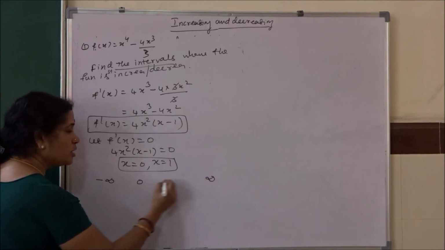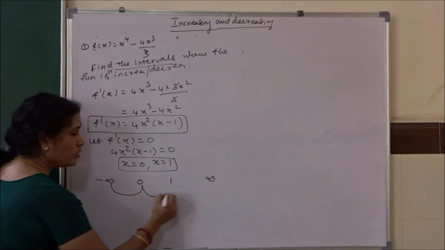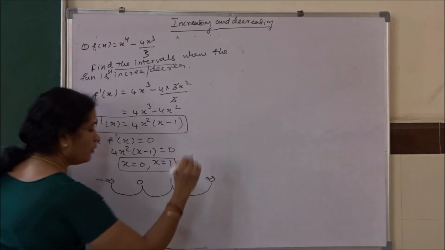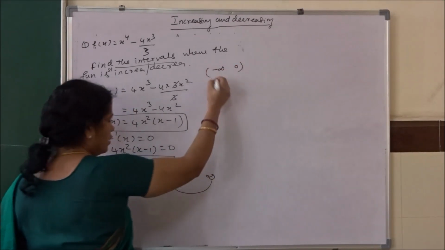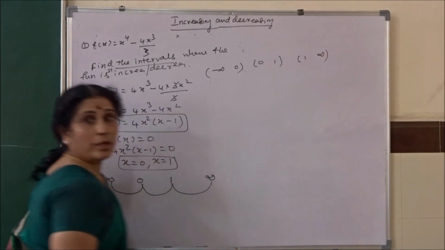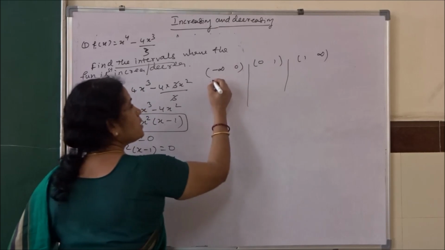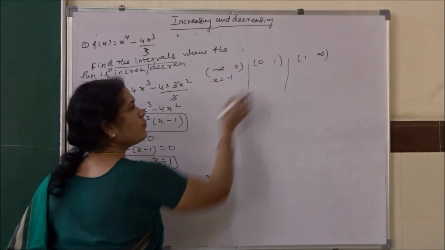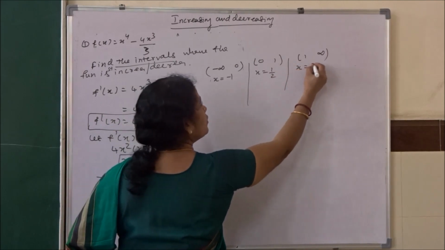So whatever roots you are getting, you have to arrange the roots between minus infinity to plus infinity in ascending order. 0, 1. Now I am dividing the interval: minus infinity to 0, 0 to 1 and 1 to infinity. Now I am taking test values between them, that is up to your choice. I am taking x equal to minus 1, x is equal to half and here x is equal to 2.